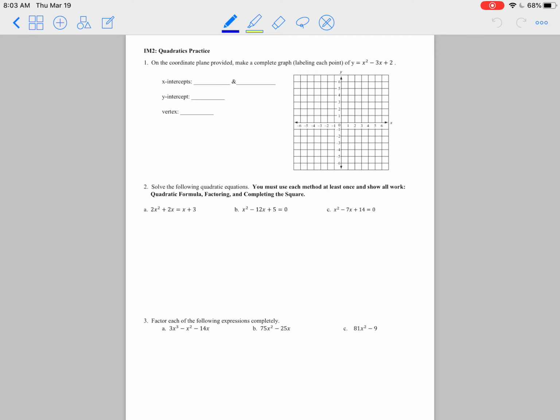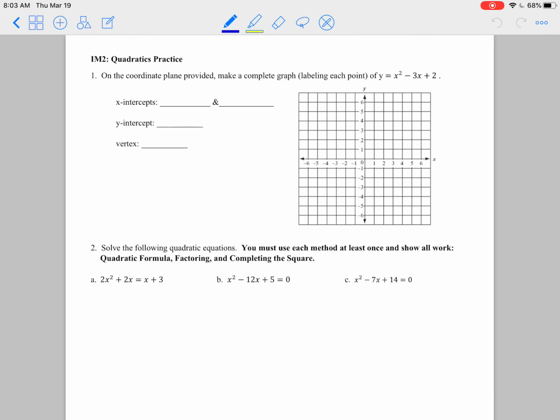So the first thing is to find the x-intercepts. If you remember, all x-intercepts have a y that's equal to 0. So we're going to take that equation, put it equal to 0. All of these are going to factor, so make sure you factor it. So it's going to multiply to be 2x squared and add to be negative 3x.